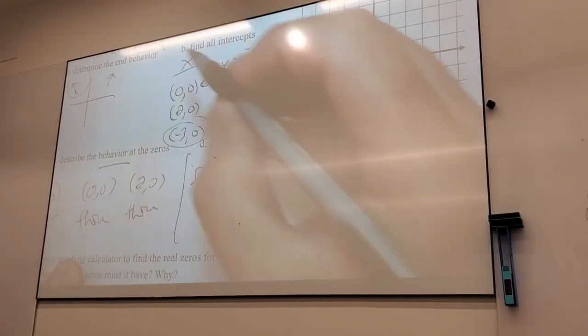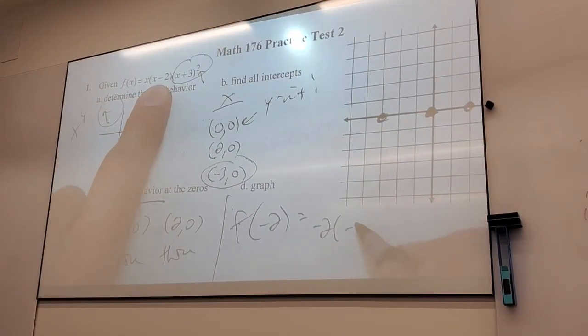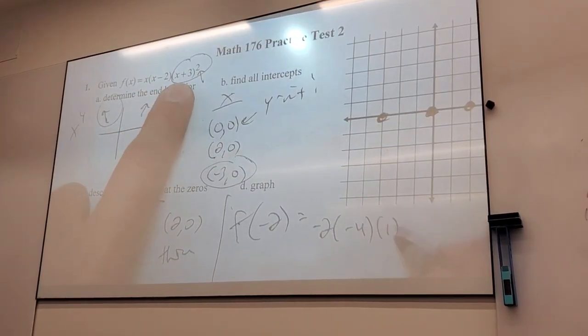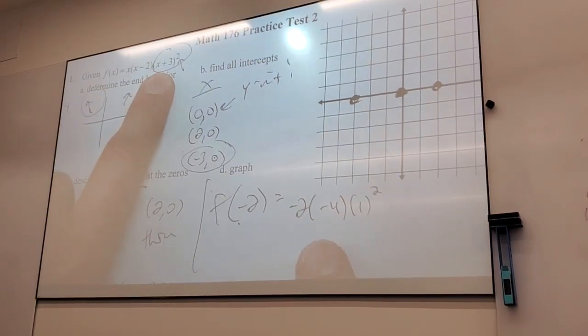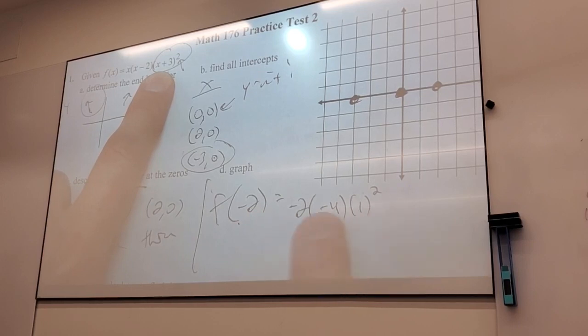So if I plug a negative 2 in, I'm going to get negative 2 times negative 4 times 1 squared. You guys see how I just plug a negative 2 in? Bam, bam, bam. And what do you get when you multiply that out?